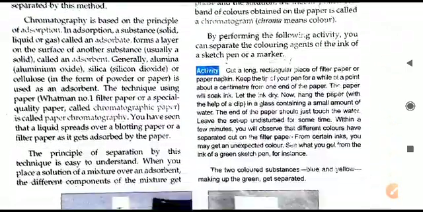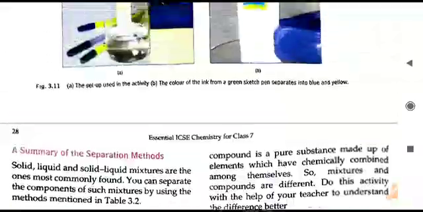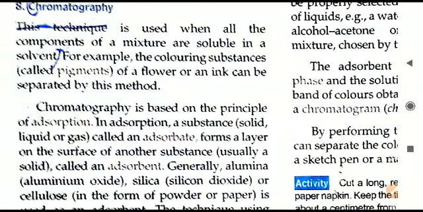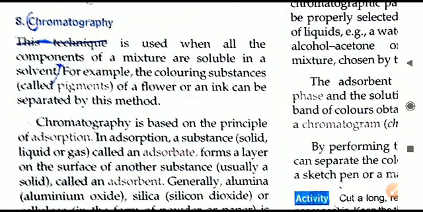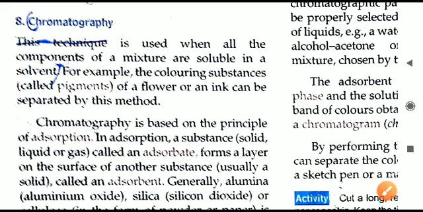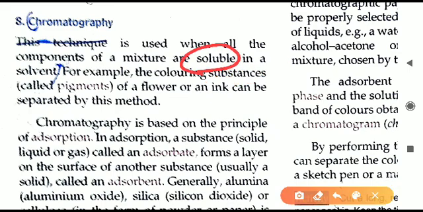The last point, that is the separation, is remaining here, that we will complete. Chromatography. This is the last method that is used. Chromatography is used to separate a mixture of soluble substances. Earlier we have seen in immiscible substances how we are able to separate using the separating funnel, but there are certain substances which are soluble in each other. How we will separate them? For that we have the method known as chromatography.